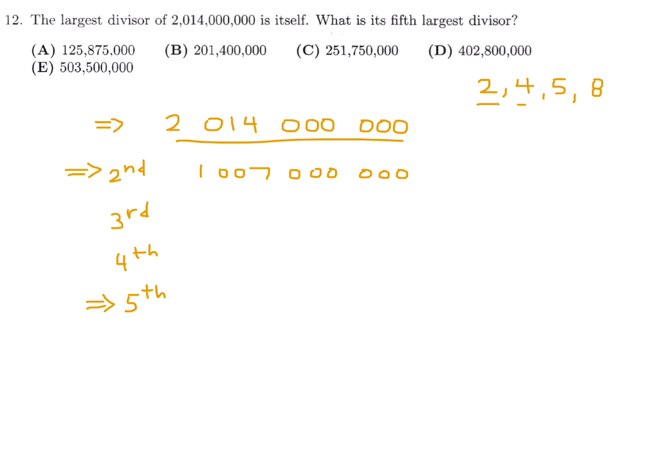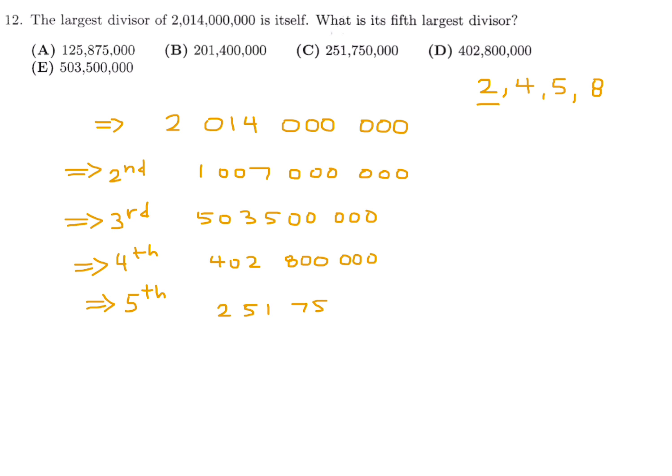This number divided by 4 is going to give me my third biggest, and that's 503,500,000. This number divided by 5 will give me my fourth biggest divisor, and that's 402,800,000. And finally, this big number divided by 8 will give me my fifth biggest divisor, and that is 251,750,000. And that is choice C for number 12.